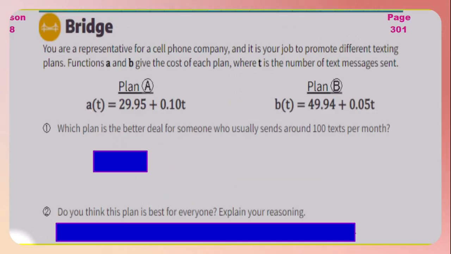All right, turn to page 301, complete the bridge. So pause now and then come back when you're done with the bridge.